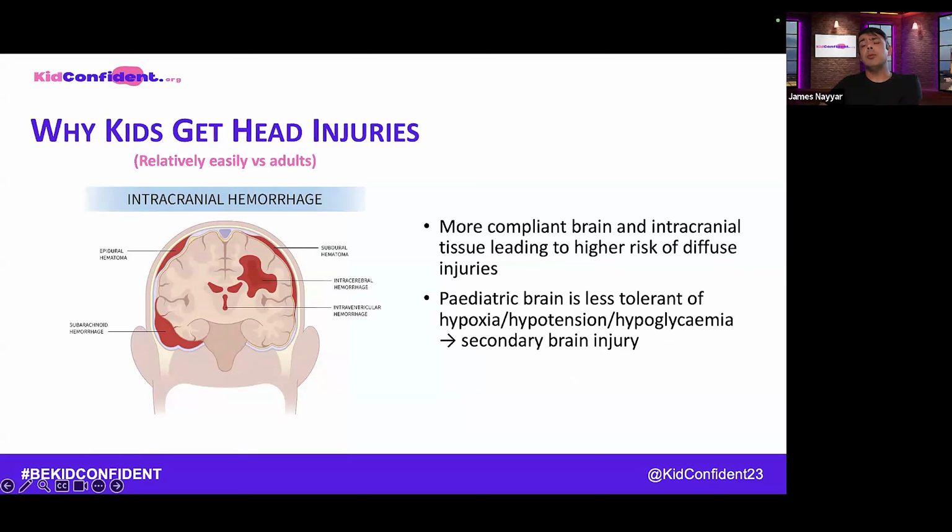And so we should probably actually have a higher index of suspicion when we consider all these things for injuries involving head and C-spine following relatively low energy transfers compared to adults. And we should definitely appreciate that the paediatric brain is less tolerant of hypoxia, hypotension, hypoglycaemia, which can all lead to secondary brain injury and worsen outcomes as well. So that's that.